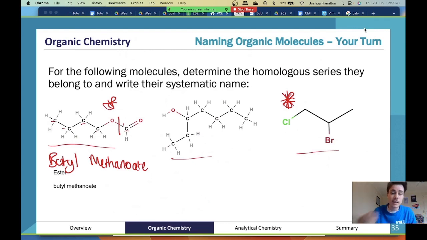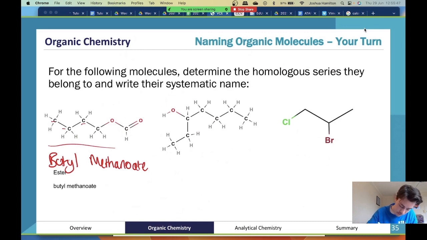All right, next one here. So what's going on in this one here? Longest chain, 1, 2, 3, 4, 5, 6, 7. Going to count from down here because that's the closest to that. So 1, 2, 3. So 7. 7 is going to be hept. They're all single bonds, so it's going to be ane, and then this is at the third carbon, so it's going to be heptan-3-ol. Oh, whoops, I need to put another dash in there. My bad. Heptan-3-ol.